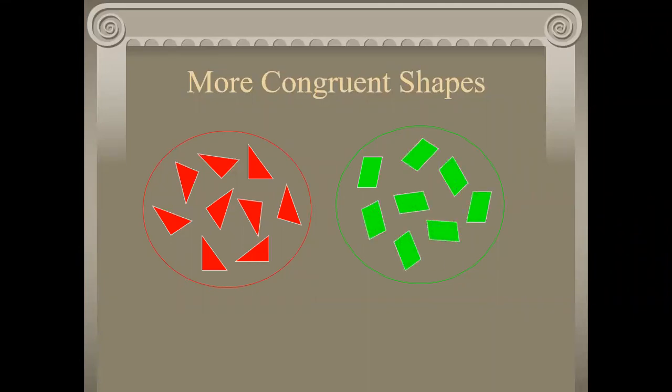More congruent shapes. A circle contains a triangle and many more other triangles with the same shape and the same size. So all of those triangles are congruent. Another green circle contains this shape and many other congruent shapes because all of them have the same shape and the same sizes.